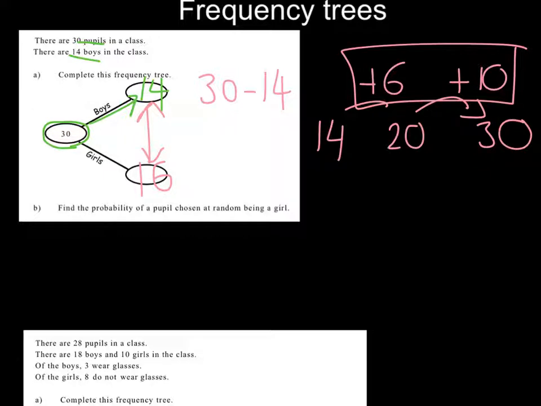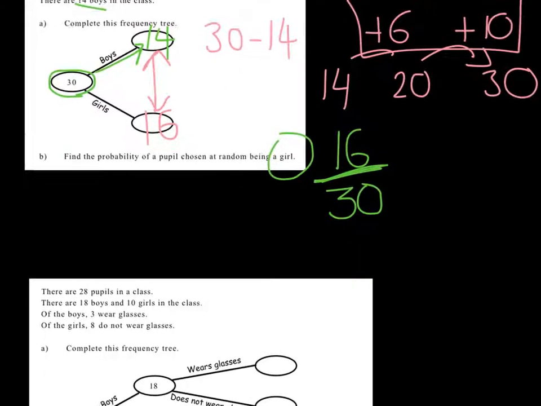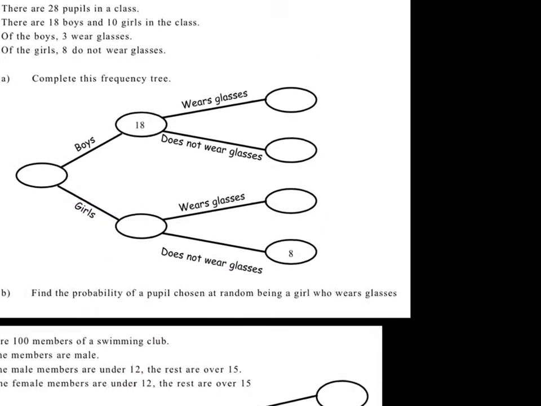The question then says, find the probability of a pupil chosen at random being a girl. Now if I just write 16, that isn't a probability because probabilities have to be fractions, decimals or percentages. So the chance of getting a girl is 16 out of the possible 30 pupils that I could have picked from. So 16 out of 30. So that's one of the easier style questions. Let's have a look at a slightly harder one.